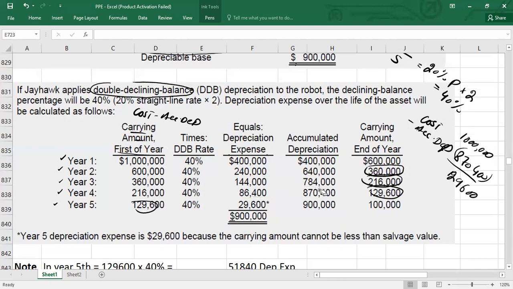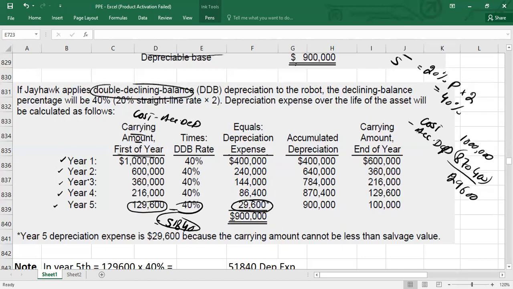Here we have some magic now, a point to understand. So you have a beginning carrying value of 129,600. If you now apply 40%, this will be equal to 51,840. Please check, or you can recalculate on your calculator. I guess it is 51,840. But you can look here, the depreciation is written as only 29,600. If you apply 40% of 129,600, it should be 51,840.